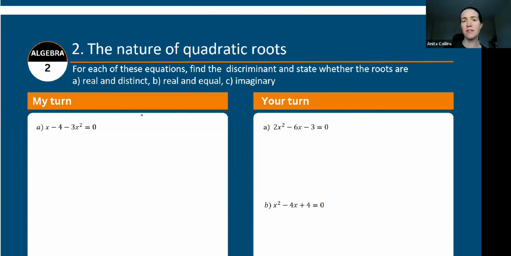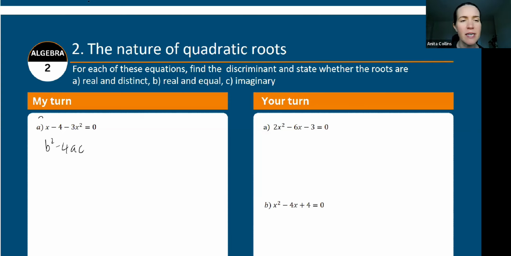Okay, so for each of these equations, find the discriminant and state whether the roots are A, real and distinct, B, real and equal, or C, imaginary. So the first thing it said was find the discriminant. So the discriminant, as we know, is b squared minus 4ac. Now, I'm going to write ax squared plus bx plus c over this, because if I don't, I really am afraid I'm going to sub something in wrong. So don't skip this step. Make sure you actually do write it in.